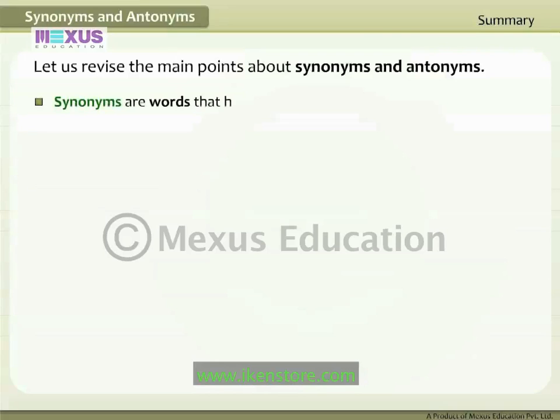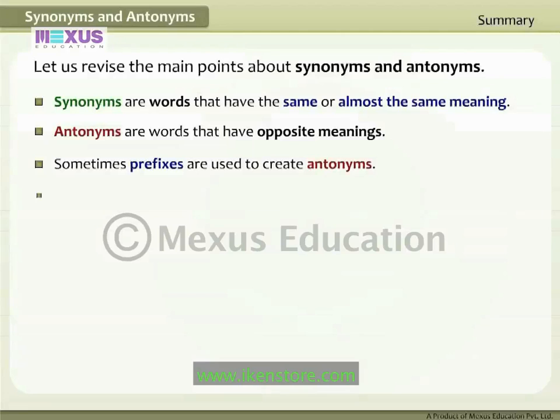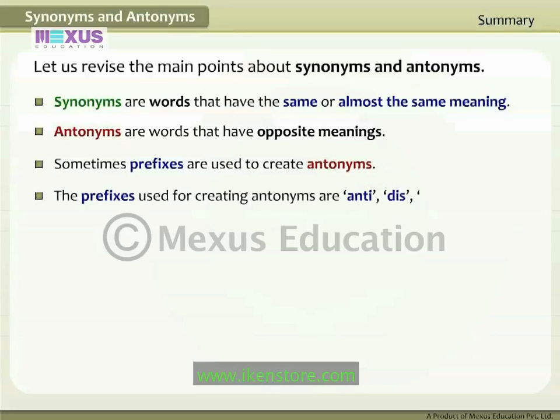Synonyms are words that have the same or almost the same meaning. Antonyms are words that have opposite meanings. Sometimes prefixes are used to create antonyms. The prefixes used for creating antonyms are anti, dis, in, il, im, ir, mis, re, and un.